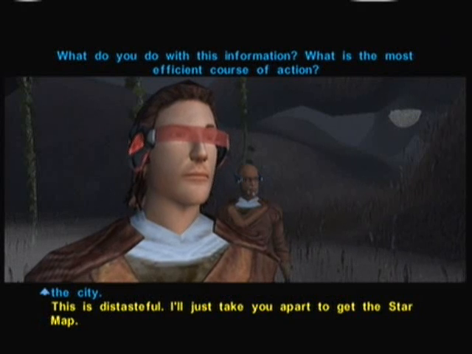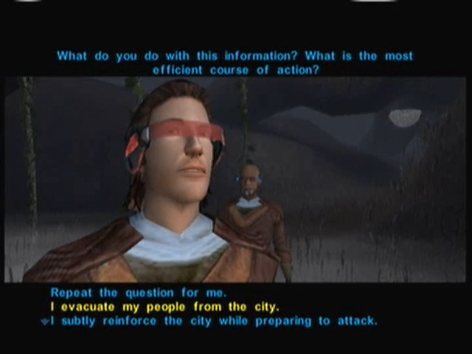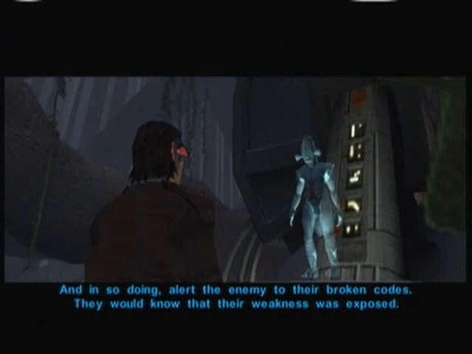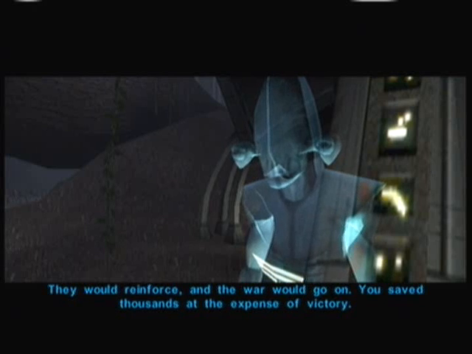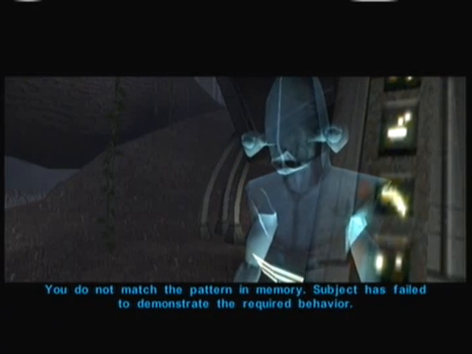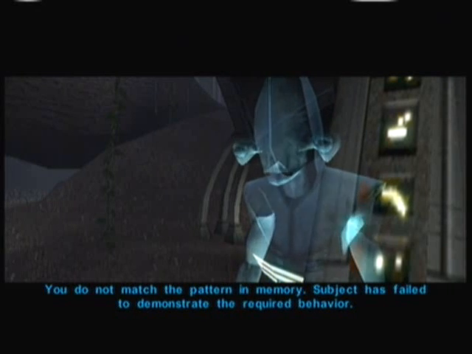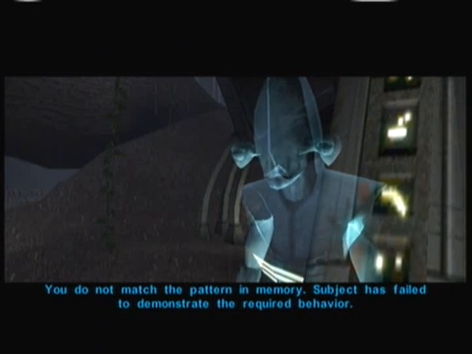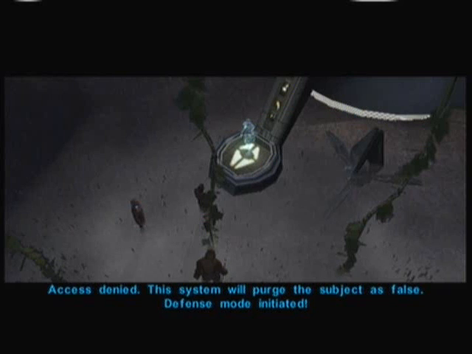This is distasteful. I'll just take you apart. No, I evacuate my people from the city. And in so doing, alert the enemy to their broken codes. They would know that their weakness was exposed. They would reinforce, and the war would go on. You save thousands at the expense of victory. You do not match the pattern in memory. Subject has failed to demonstrate the required behavior. Access denied. This system will purge the subject as false.